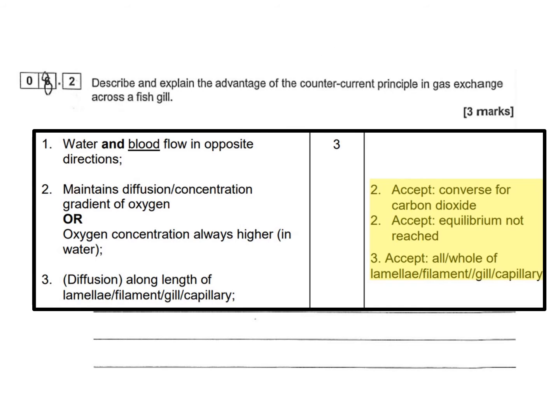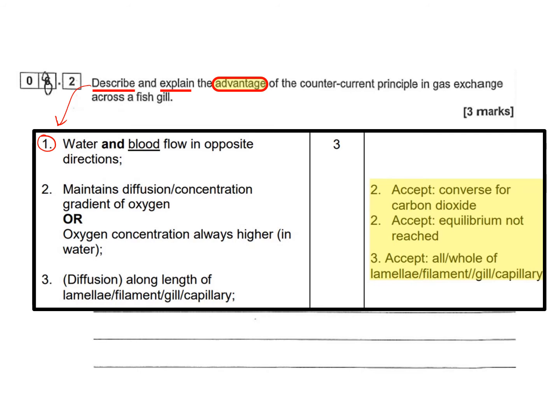Now, describe and explain the advantage of the countercurrent principle in gas exchange in fish. So there's going to be 1 mark for describing what happens, the countercurrent principle, and then explain the advantage of this system for these fish. So the first mark point then is the description bit that we can see there. We know water and blood flow in opposite directions. So water flows over the gill lamellae, and the blood flows inside the capillaries inside the gill lamellae in the opposite direction.